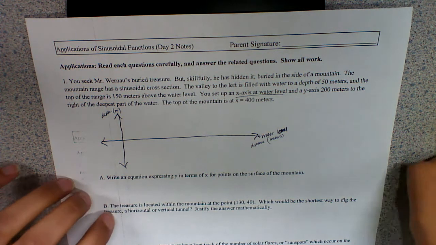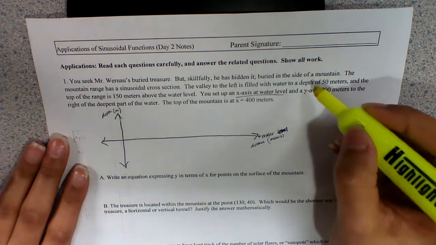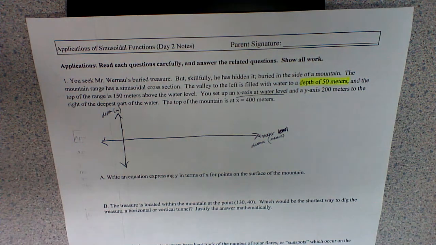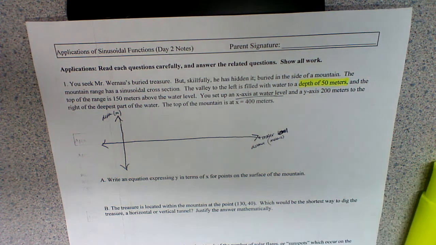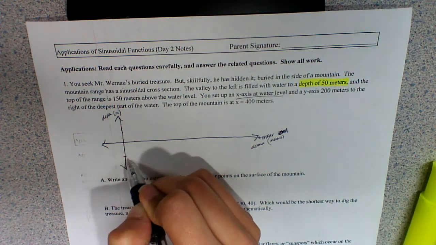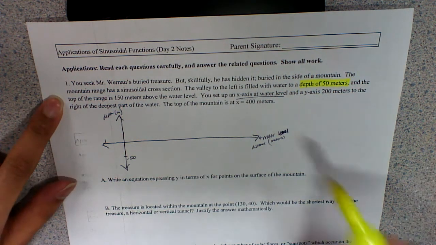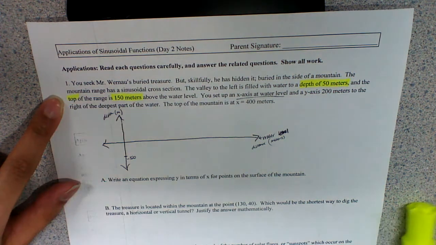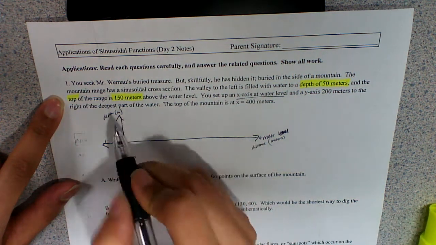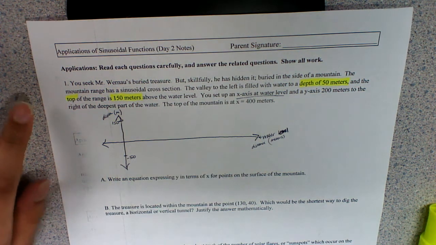So now if I jump right in and I look at the information that's given to me, I know that the depth of the water is 50 meters. What that means is the lowest point we're dealing with is at negative 50. And the top of the range, the top of the mountain, is 150 meters above water's level. So if this is my water's level, then 150 is the highest that we're going to go.